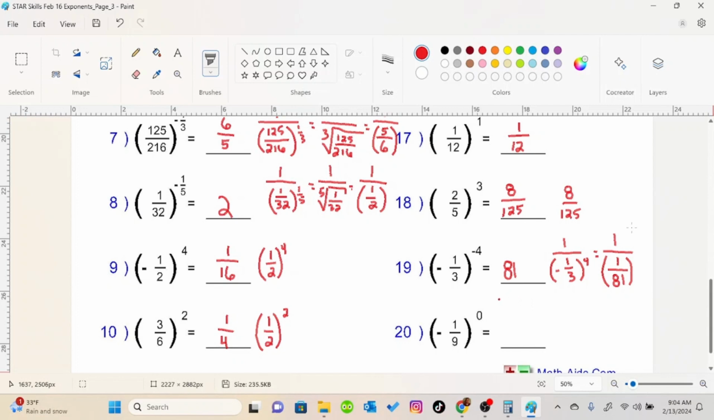And our last problem on page 3, number 20, negative 1 over 9 raised to the power of 0. Anything to the power of 0 is 1. So the answer is 1.